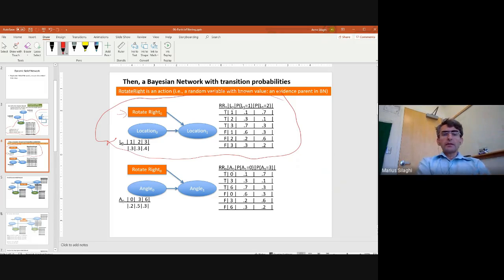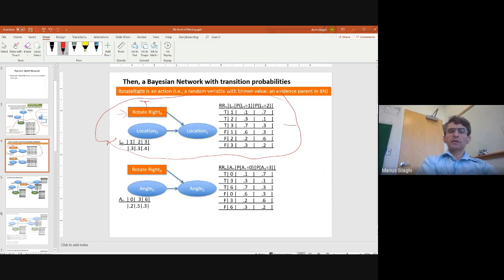So let's see, the priors for location are given over here. For rotation, the value is given. So the value of the random variable rotation will be true with 100% probability and false with 0% probability when we know that we rotate, and vice versa, true with 0% probability and rotation false with 100% probability when we know we don't ask the robot to rotate.